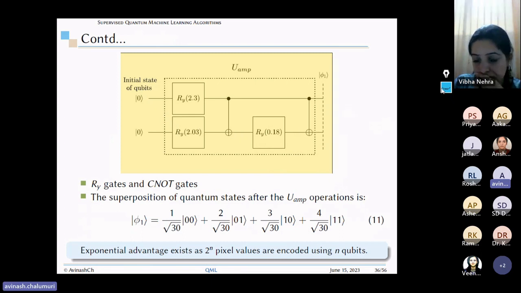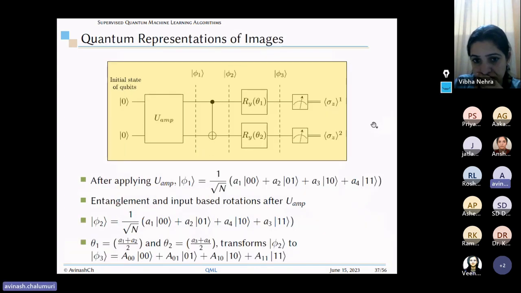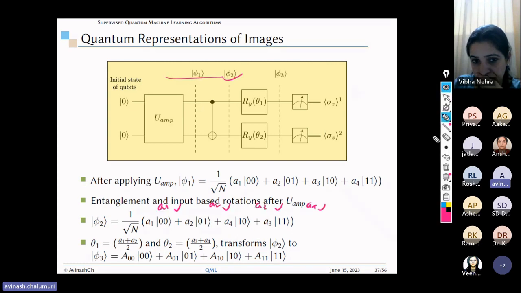This is a sample circuit, for example, if we want to encode 1, 2, 3, and 4 as A1, A2, A3, and A4. So this is the circuit for that. Once we perform encoding, as I told, you need to do some quantum operations so that you get some values out of it.